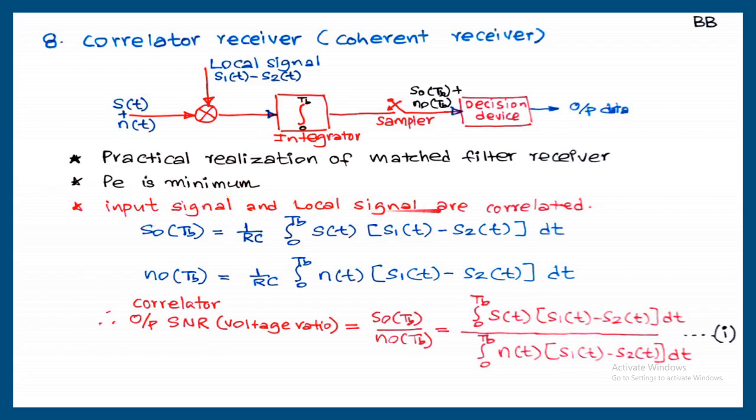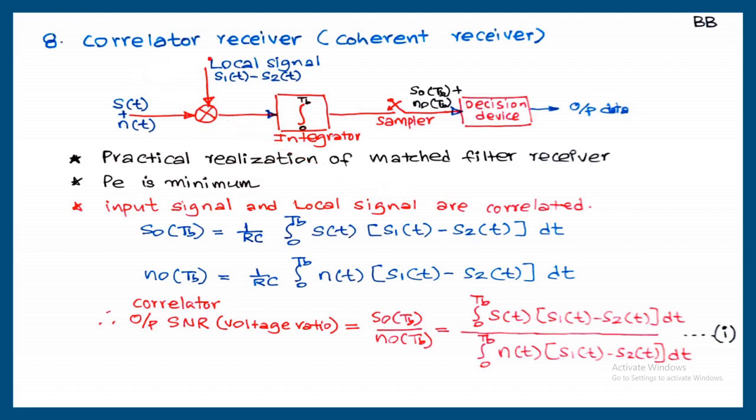Input signal and local signal are correlated. That is why it is known as correlator receiver. So how is the correlation going to be achieved? This local signal is going to be regenerated from the received signal. So you are seeing this type of reception in BPSK. In BPSK, the received signal is squared, then bandpass filter, then divided by 2. We regenerated that coherent carrier from the received signal. So once the carrier is regenerated from the received signal, it's a correlator receiver. So input signal and local signals are correlated. So that is the reason it is correlator receiver.